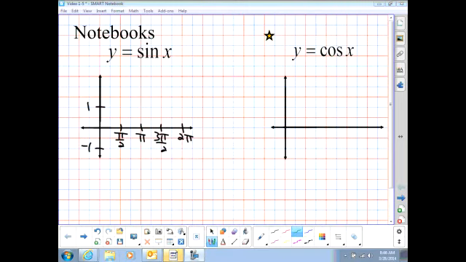Remember, the sine graph always starts at 0, then goes up to 1, back to 0, down to negative 1, and then back to 0. For the cosine graph, we'll have the same labels. The cosine graph will start at positive 1, then going to 0, negative 1, 0, and then returning to positive 1.